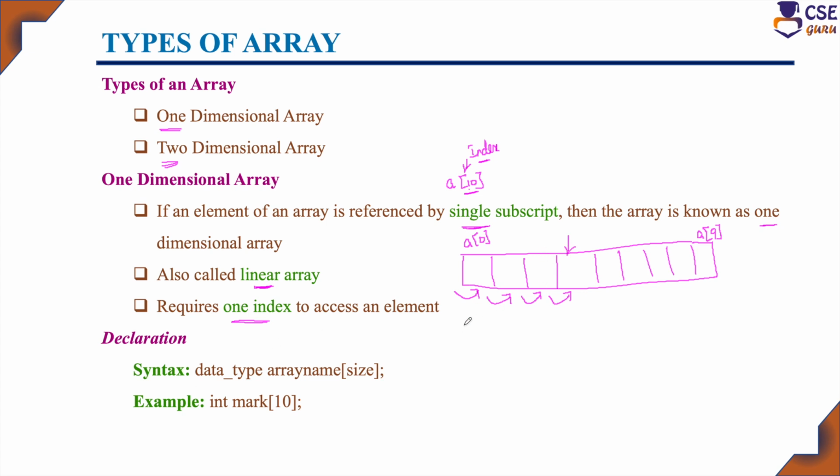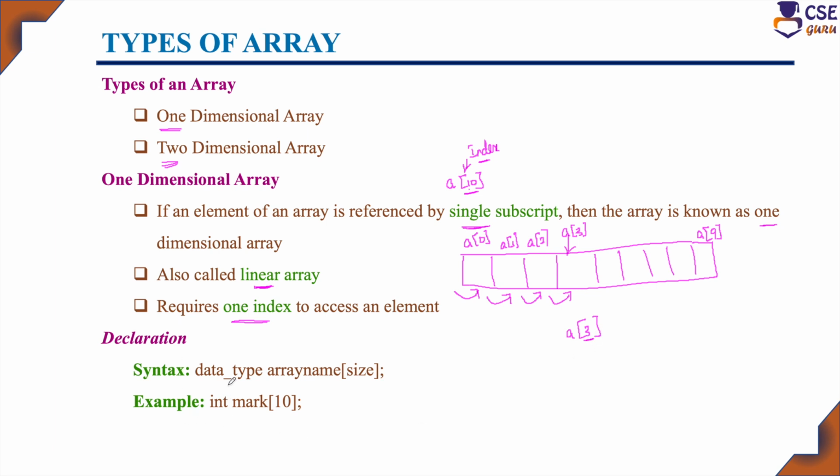Suppose this element, if I want to access, this location is 0, this is A of 1, A of 2 and A of 3. So if I want to access this element, directly I can access like A of 3. So here only one index is required.